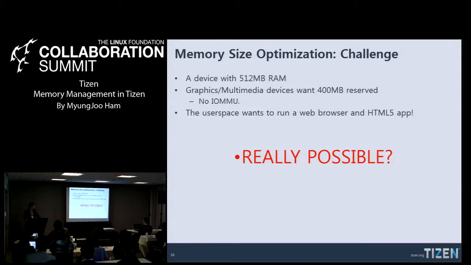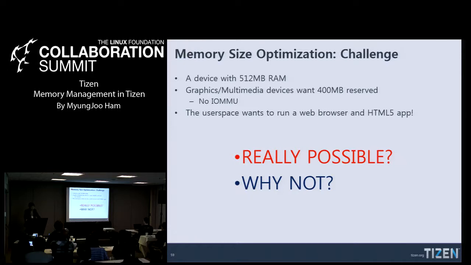Unfortunately, the multimedia devices want to use 400 megabytes reserved. So we have only 100 megabytes to use. Well, somehow we have optimized the Tizen platform to work in this environment with only 100 megabytes. However, later they wanted to use a web browser on this system, and this web browser needed to run web applications. There is no way to run web applications with 100 megabytes of free memory, which is shared with the kernel, middleware, and all the other daemons. So the web browser had less than 30 or 40 megabytes.